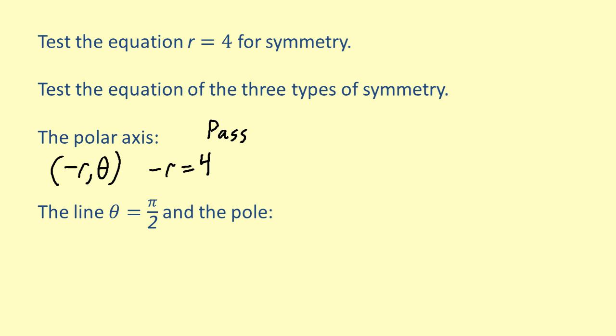So, if we replace r with negative r and theta with pi minus theta, we will have an equation equivalent to r equals 4. Since there is still no theta in r equals 4, replacing r with negative r and theta with pi minus theta also gives negative r equals 4. This means that r equals negative 4 is equivalent to r equals 4. Therefore, replacing r with negative r gives an equation equivalent to the original equation. So r equals 4 passes the tests for the line theta equals pi over 2 and the pole.